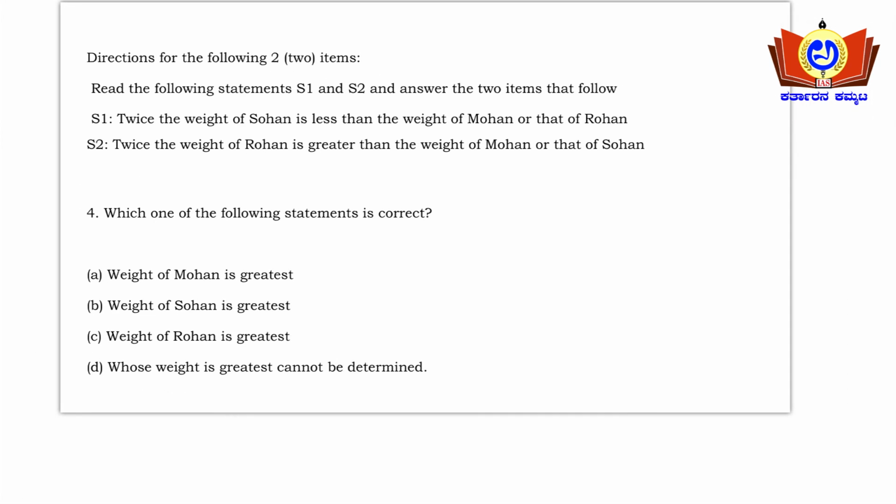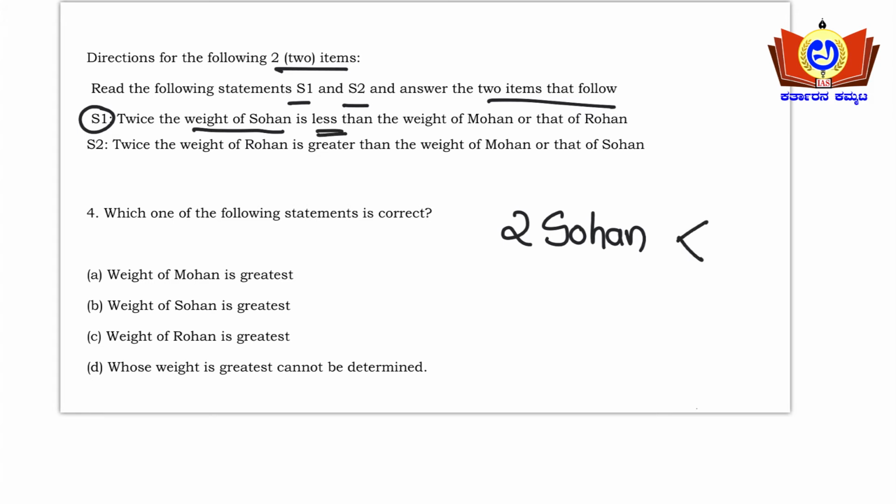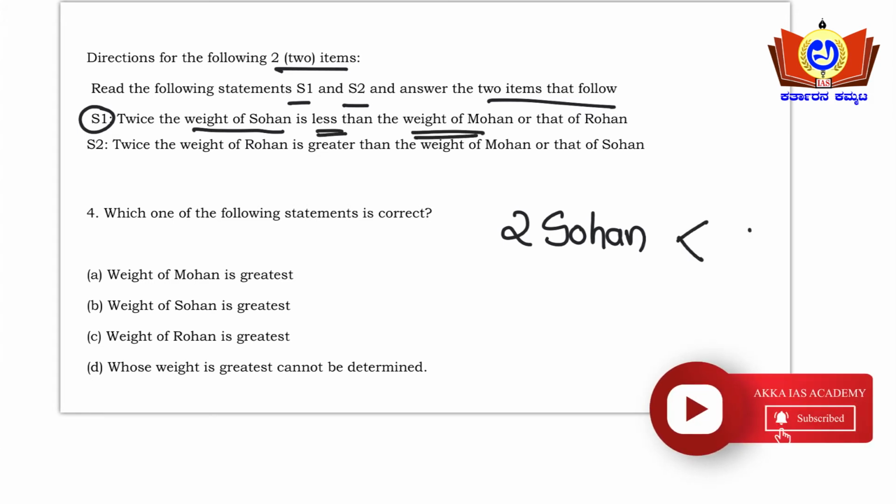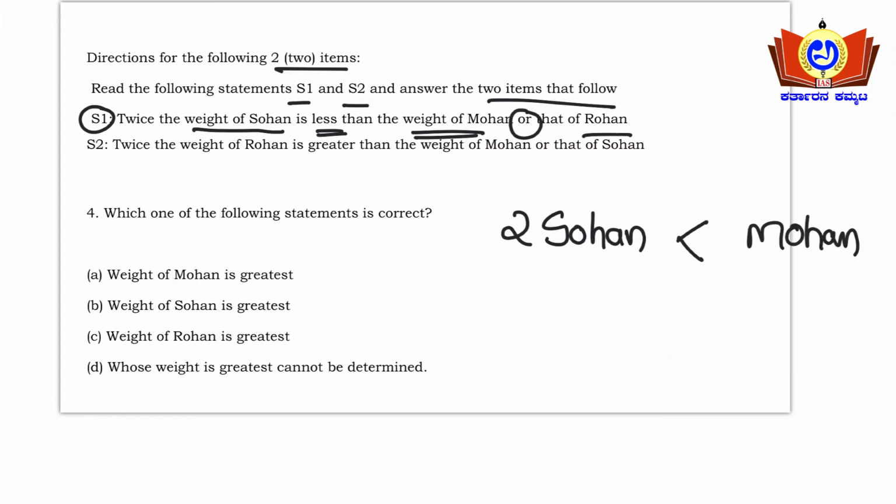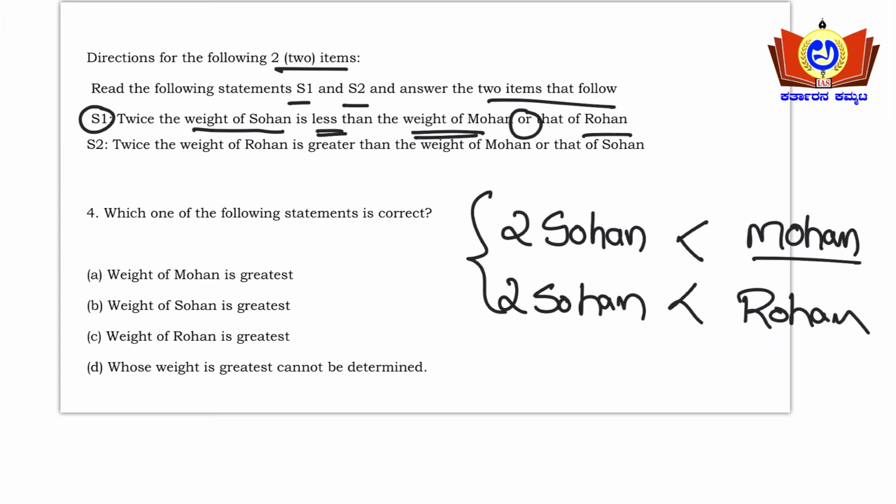Directions for the following two items. Read the following statements S1 and S2 and answer the two items that follow. Statement 1: twice the weight of Sohan is less than the weight of Mohan or that of Rohan. So 2 Sohan is less than Mohan or Rohan. This is the first statement here.